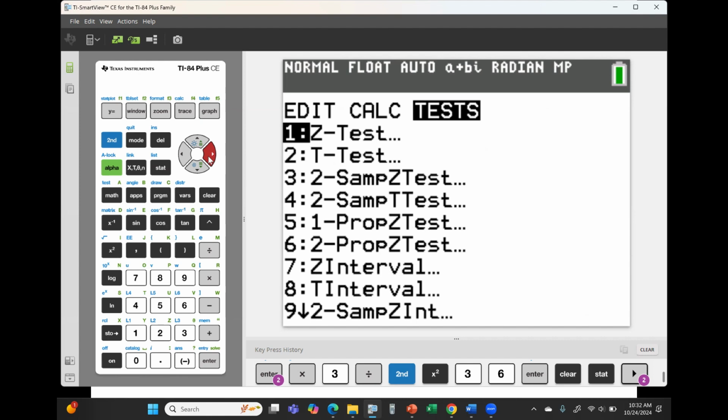Number 7 is a Z interval. That is using the normal distribution to find a confidence interval. Number 8 is a T interval, which we will talk about next Tuesday. A Z interval is what you use when you know the population standard deviation. It is known to you. So we're going to go down and highlight number 7 or hit 7 on our keyboard.